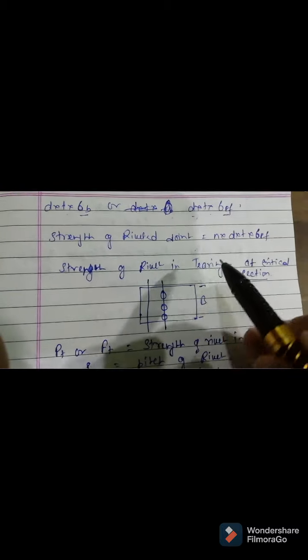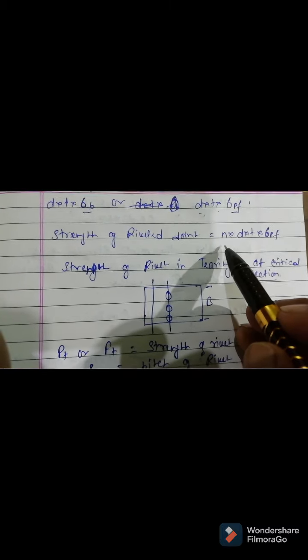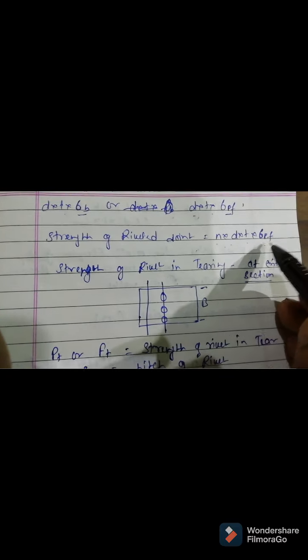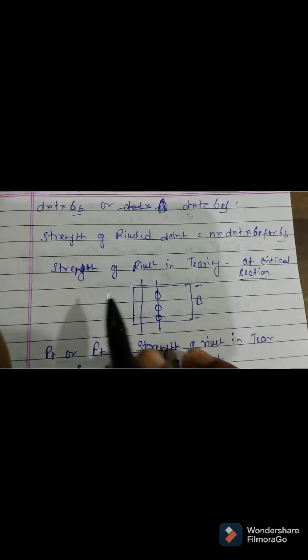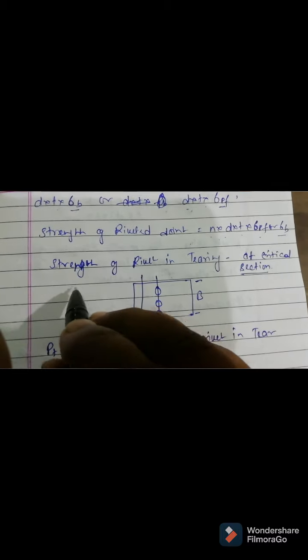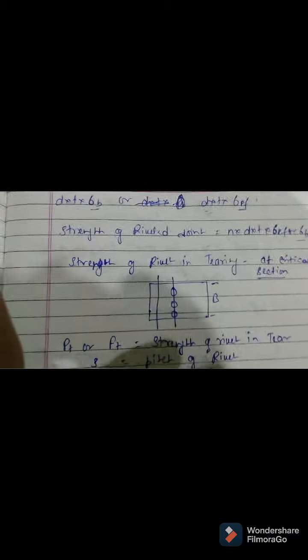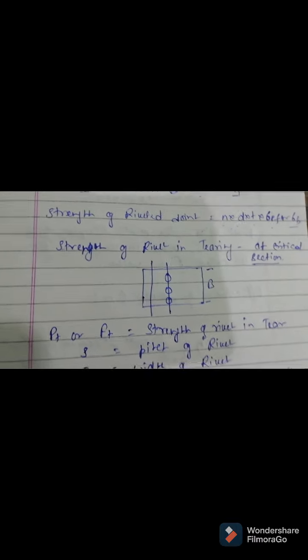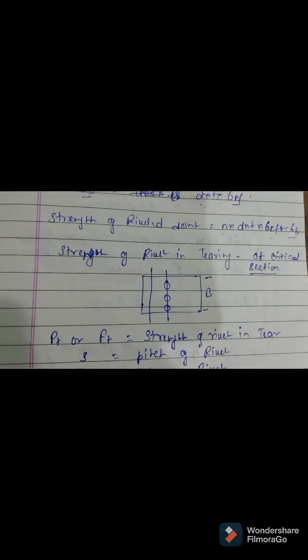Okay, now the strength of riveted joint. If n rivets have been placed on this joint, what is the strength? That is n into d into t into sigma PF or sigma B, no matter. Now, the strength of the riveted joint in tearing. What happens when you take the tear? Tear means to rip. If we apply pressure on something and the force is greater than its permissible stress, it tears.